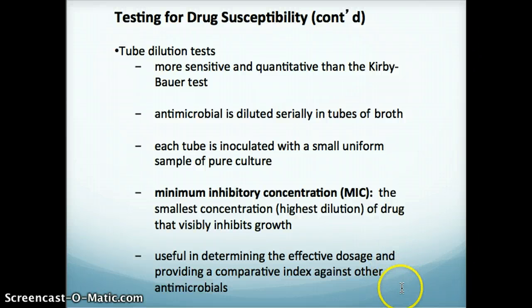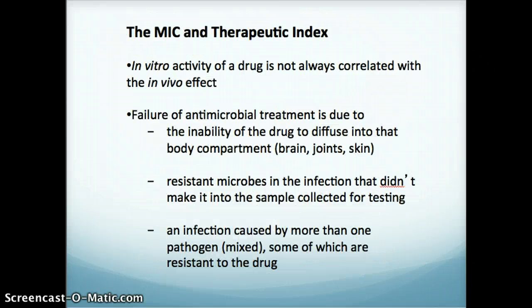And this is very helpful in figuring out an effective dose to give to someone while also weighing the possible negative side effects of a drug. So when we look at the MIC and another vocabulary word, therapeutic index, we need to keep in mind that what we see in vitro, so in lab activity of a drug, is not always going to be exactly the same as in vivo, or in the host effect. So failure of an antimicrobial treatment can happen when we have tested it in the lab, but then when we give it to somebody we see something different.